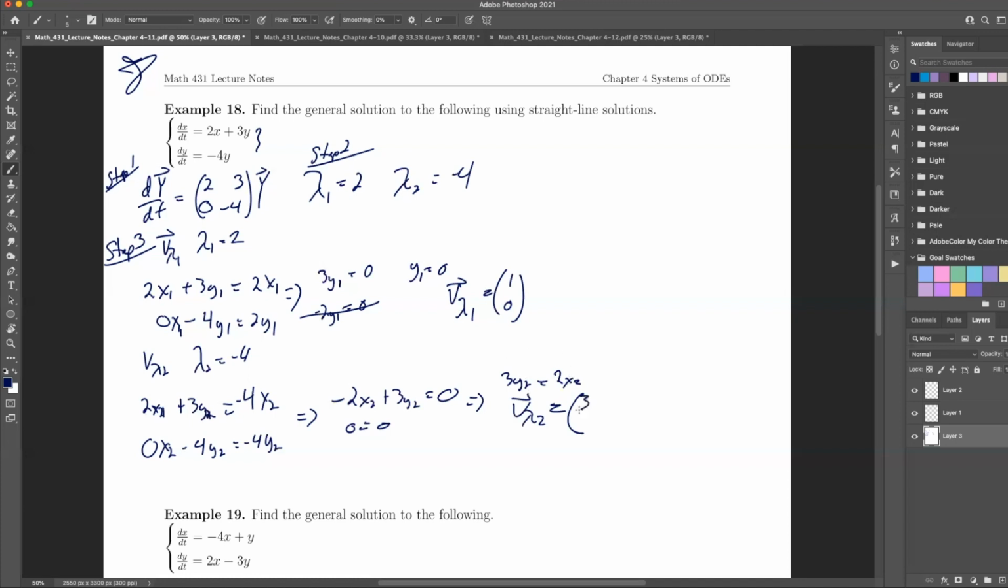Why was it minus 2x? Sorry. You add the 4x to the other side, you get 6x. 100% correct. Thank you. Whoops. Back it up. Back it up. This is why you always do.